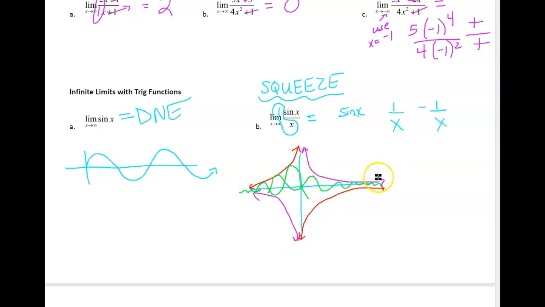And so what happens is when I look at those two functions as we go to infinity, they're really, really close to the axis. So as my boundary, the squeeze theorem says sine is in the middle of there, so it's got to be in between those two functions, which is really, really small. So we get 0. Okay? That one is tricky. I totally get it.